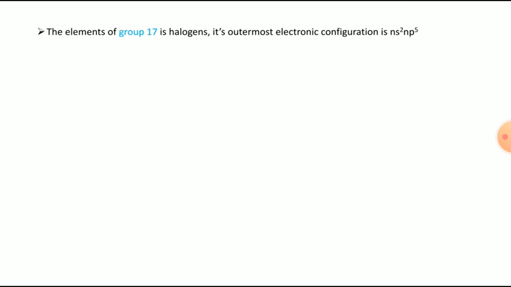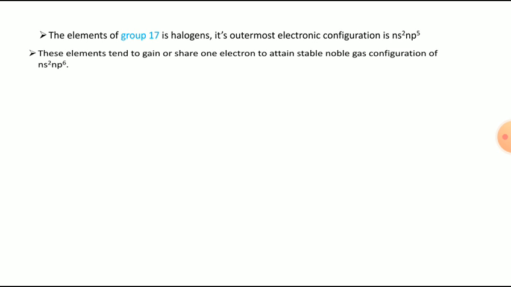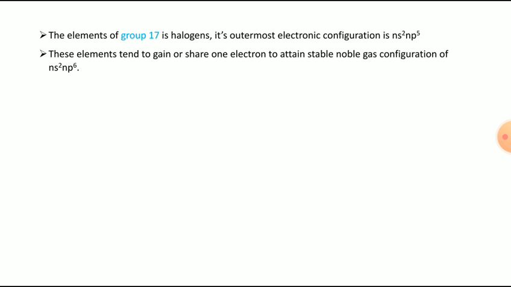Now group number 17 is the halogens. Its outermost electronic configuration is ns2 np5. Elements of group 17 are fluorine, chlorine, bromine, iodine and astatine. These elements tend to gain or share one electron to attain the stable noble gas configuration of ns2 np6. Therefore, they are monovalent and show the -1 oxidation state. That will be the common one.